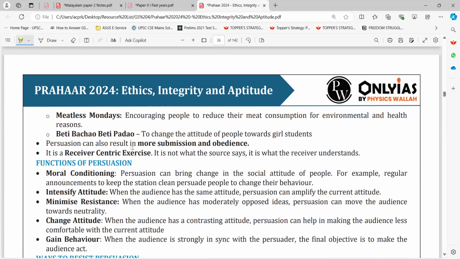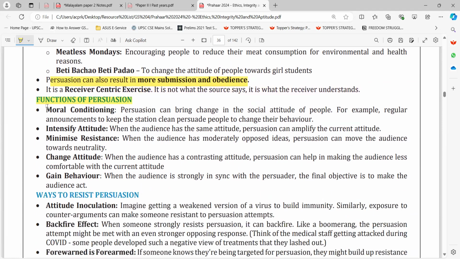Persuasion can also result in more submission and obedience. It is a receiver centric exercise. It is not what the source says, it is what the receiver understands. Functions of persuasion. Moral conditioning: persuasion can bring change in the social attitude of people. For example, regular announcements to keep the station clean persuade people to change their behavior.